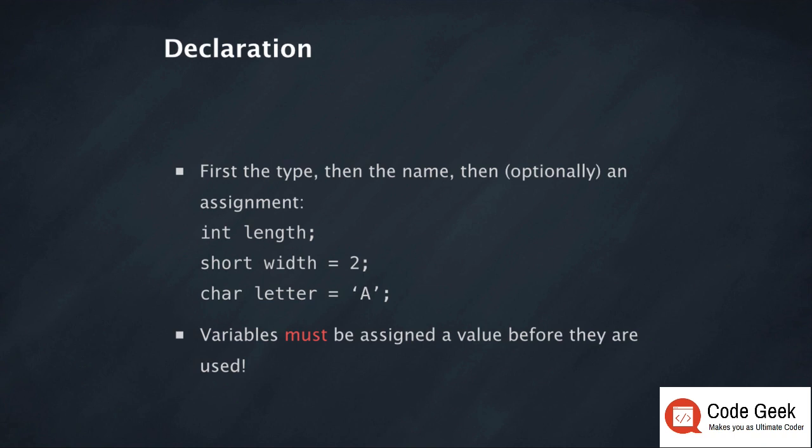We have a character called letter, and it's been assigned the value of the character capital A. We could also assign letter an integer value, like 65, which is the ASCII value of the character capital A, for instance. Variables must, however, be assigned a value before they are used in C.